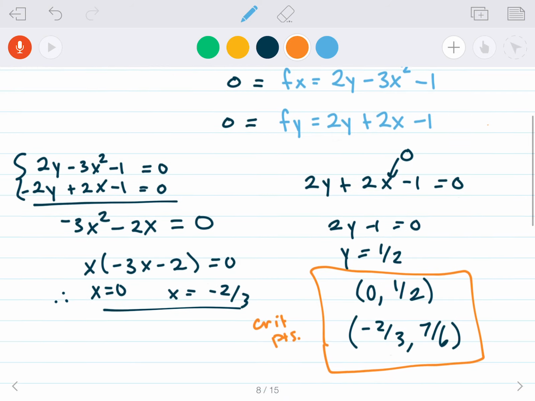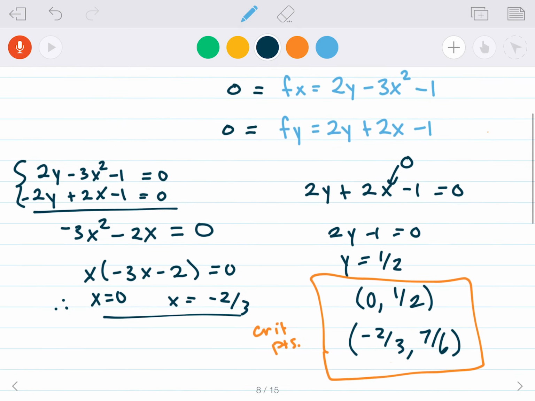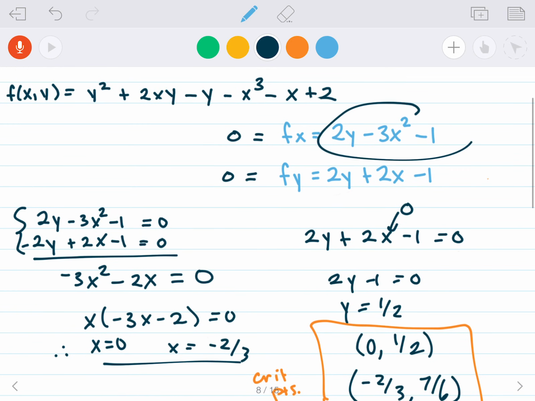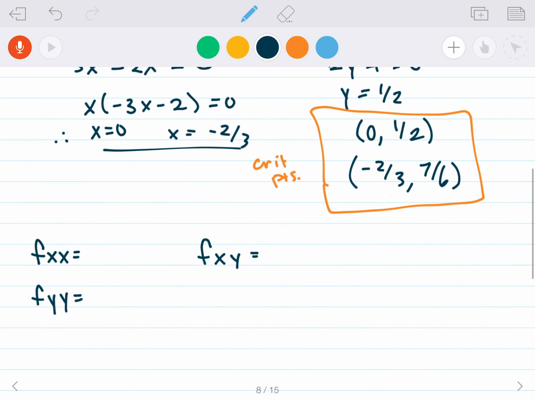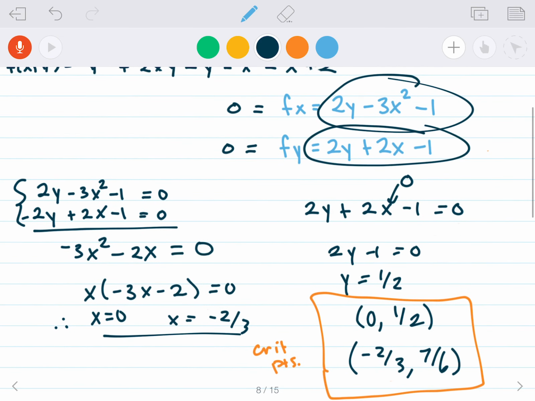So let's do the second derivative test. For the second derivative test, we need the second partial with respect to x, the second partial with respect to y, and then fxy. So the second partial with respect to x is just going to be negative 6x. The second with respect to y is just going to be 2.